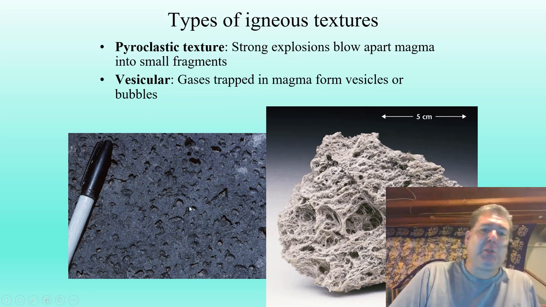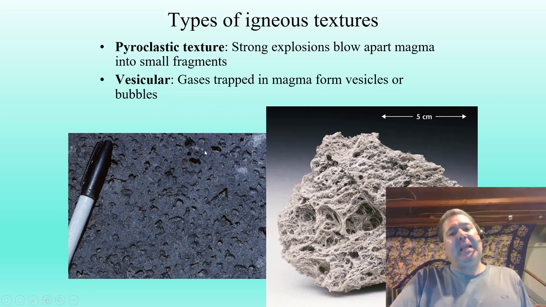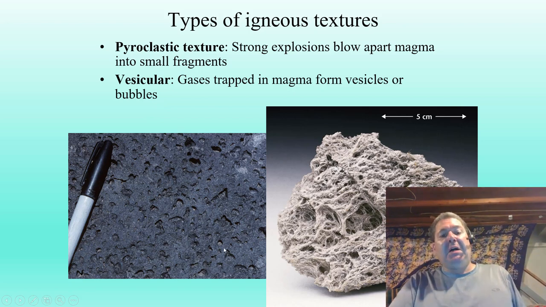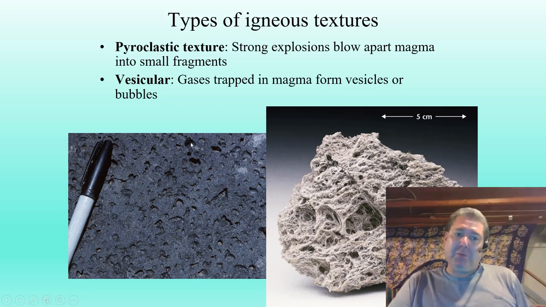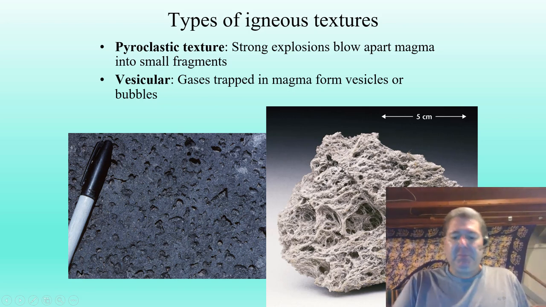Not quite as violent here as a vesicular texture. This is where the gases trapped in the magma are released a lot slower, and have time to kind of bubble out and leave remains of where they bubbled out.